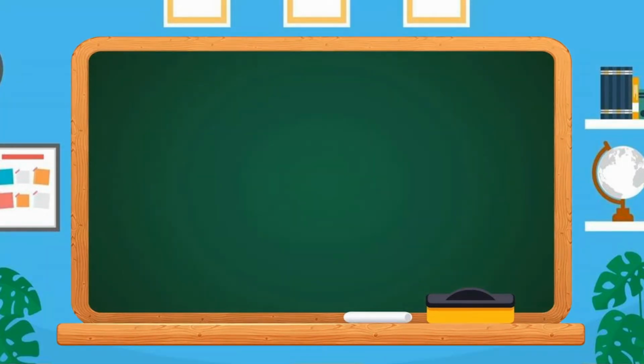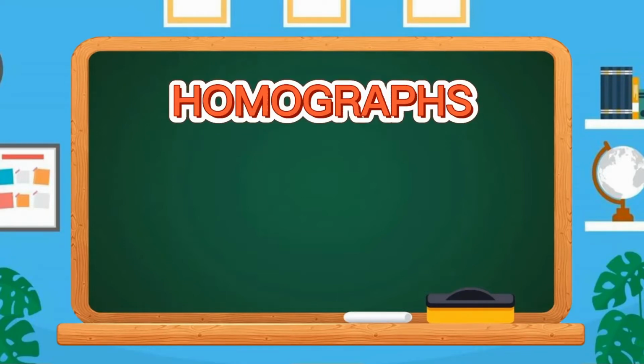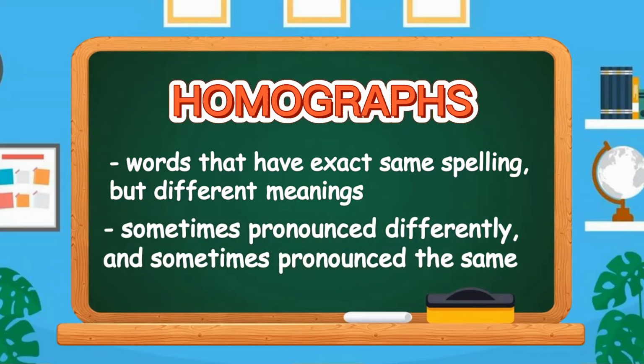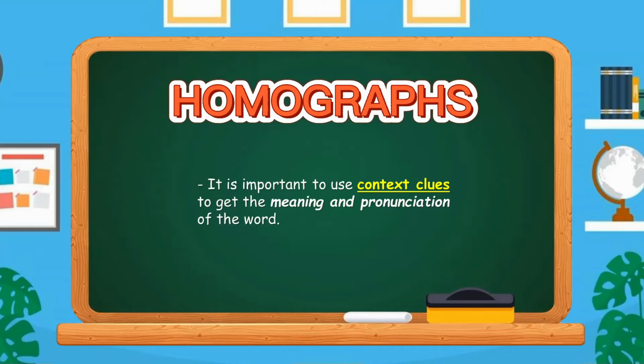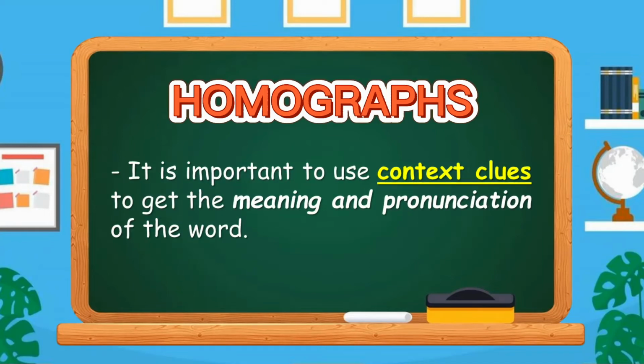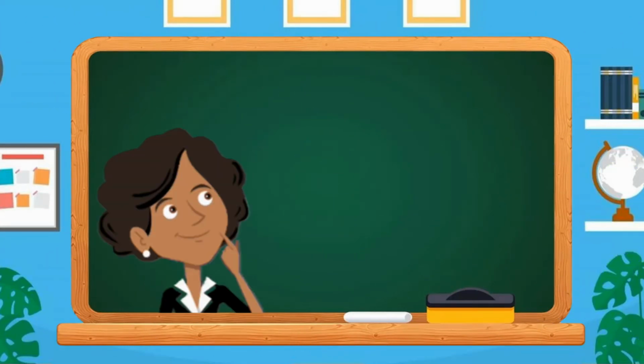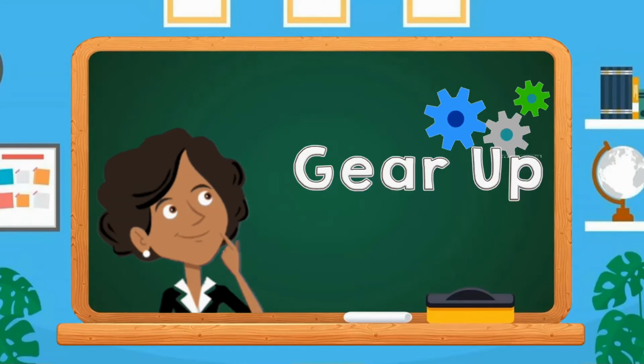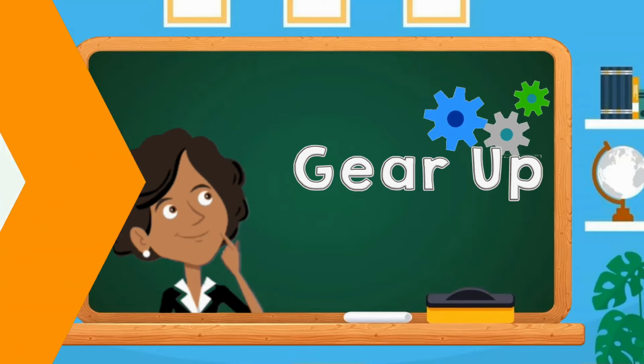Kids, the set of words presented and used in sentences are called homographs. These are words that have exact same spelling but different meanings. Sometimes, they are pronounced differently, and sometimes, the pronunciation is the same. It is important to use context clues to get the meaning and pronunciation of the word. Did you understand our lesson? Are you still up? Now, gear up and we need to proceed to practice task 1.